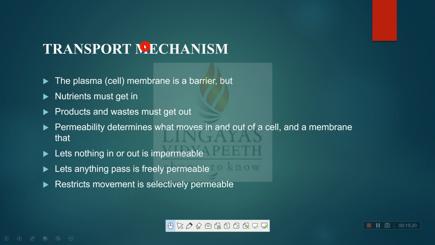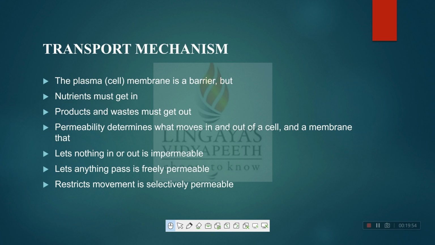Now talking about transport mechanism. The plasma cell membrane is a barrier, but nutrients must get in, and products and wastage must get out. This transport mechanism is also performed by the cell, keeping the plasma membrane in mind: the nutrients must be absorbed by the body, whereas the metabolic toxic products or waste products must be removed out of the body.